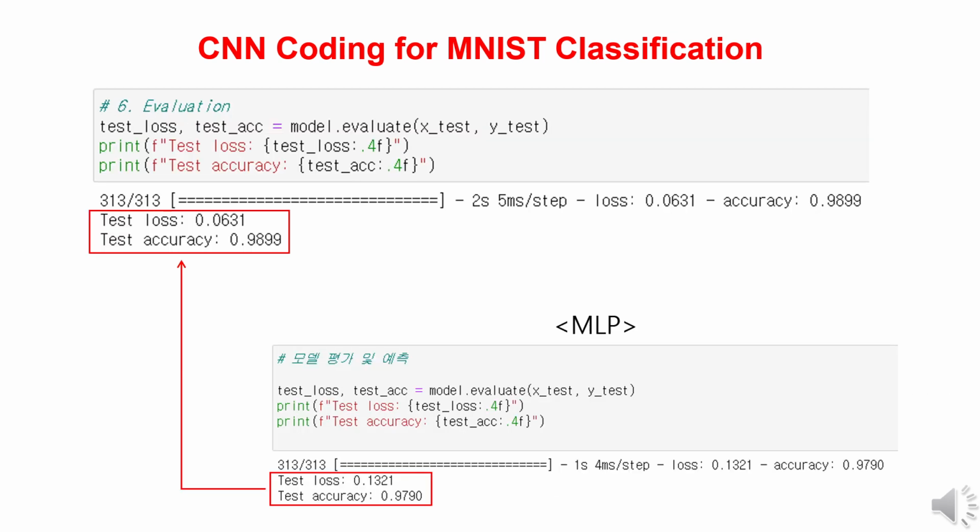After training is complete, we evaluate the model's performance using the test dataset. By using the evaluate function, we can check both the loss and accuracy on the test data. In this case, the accuracy is 0.9899, which means the model achieved 98.99% accuracy on the test set. This is higher than the accuracy achieved by a multi-layer perceptron model, showing that the CNN model performs better for this classification task.